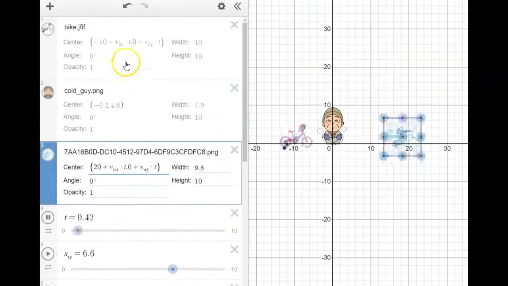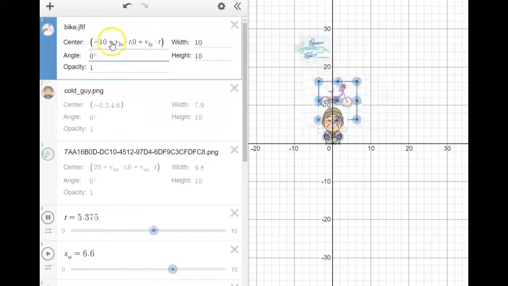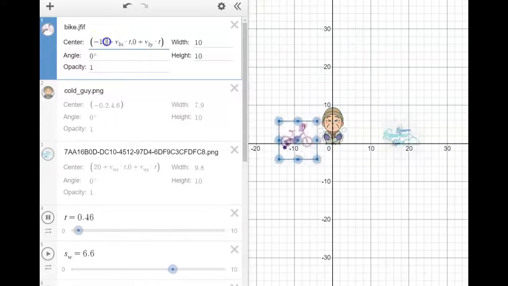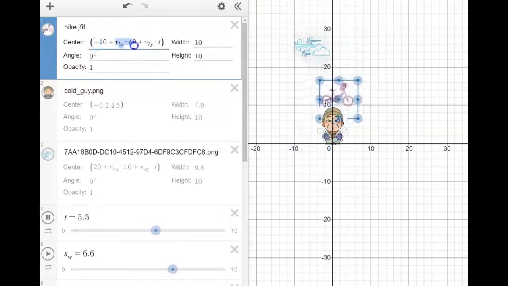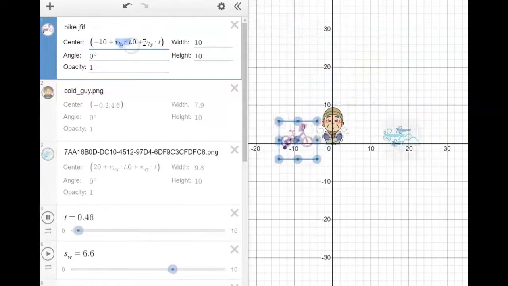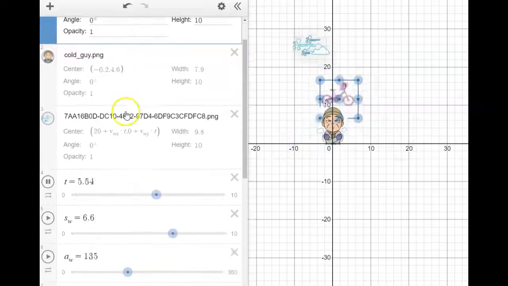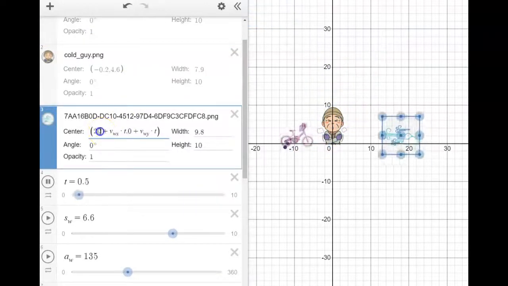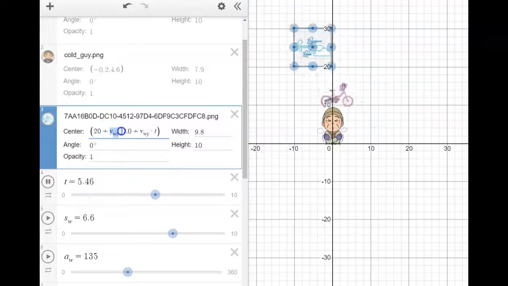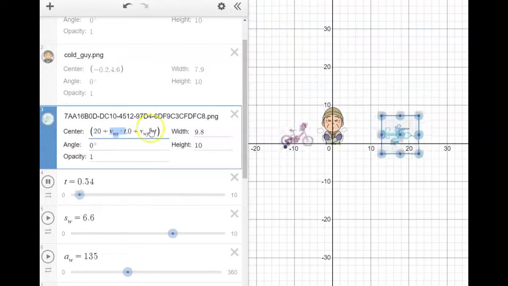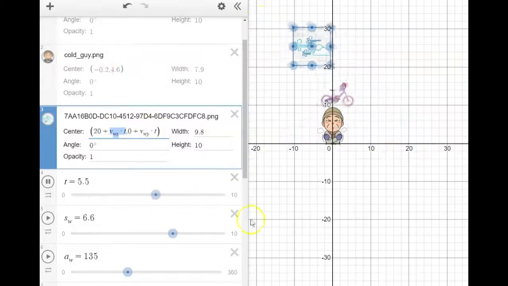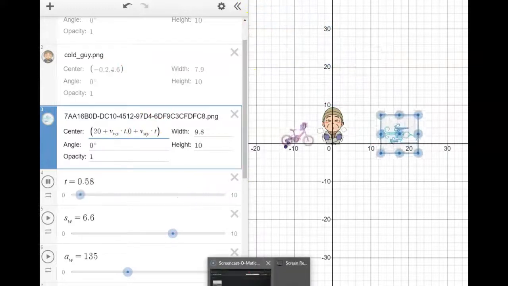So again here, these are our motion equations. You can see how it's the same thing. It's the starting position, and then we add on the velocity times time in the x and in the y direction. And we do the same thing for the wind, the starting position, and then we add on the velocity times time for our displacement. And that should get you that first assignment done.